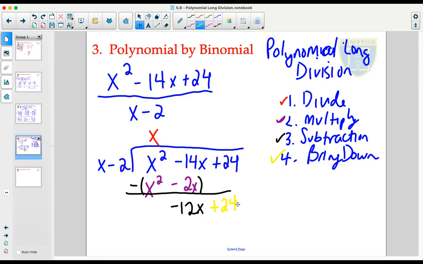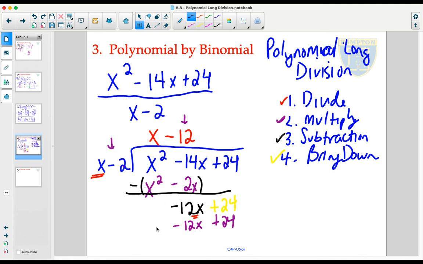And we repeat the process again. We look at the dominant term of the divisor and the dominant term of the new polynomial that we created. What do I need to multiply x by in order to get to negative 12x? That's negative 12. I multiply the two of those together. I multiply this negative 12 by the divisor to create my next line. Negative 12 times x is negative 12x. Negative 12 times negative 2 is positive 24.